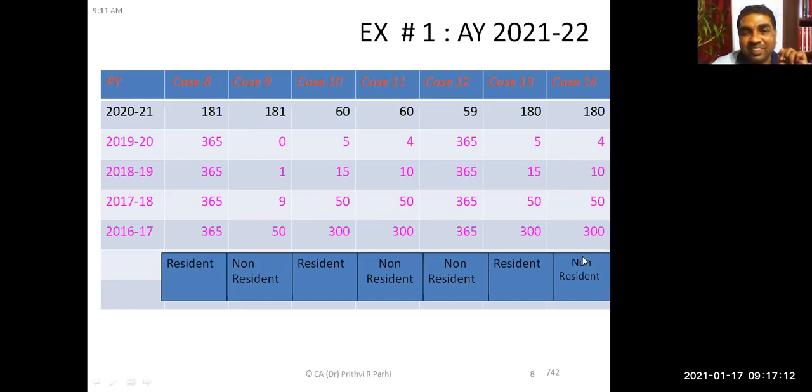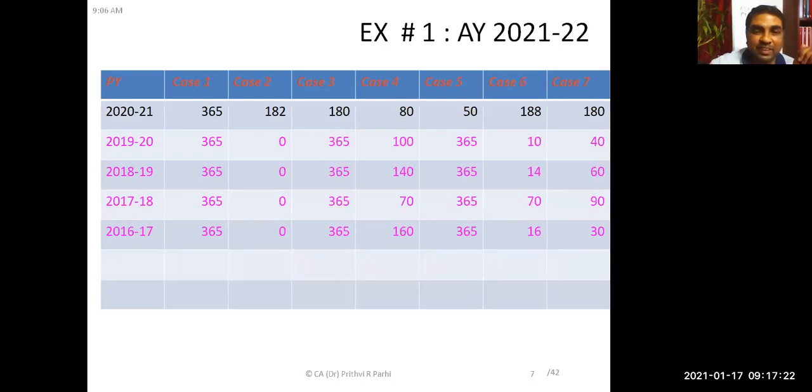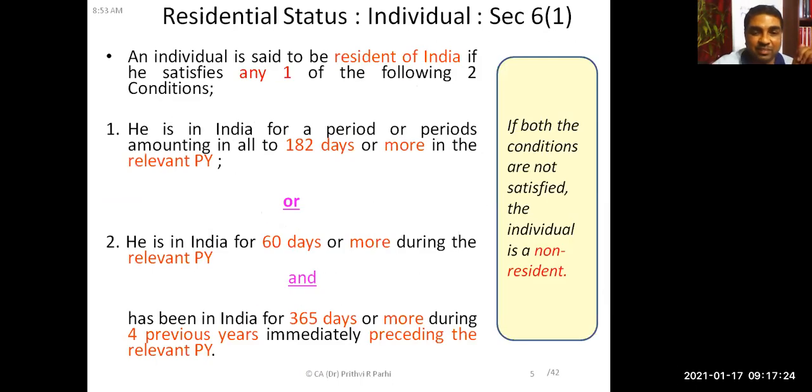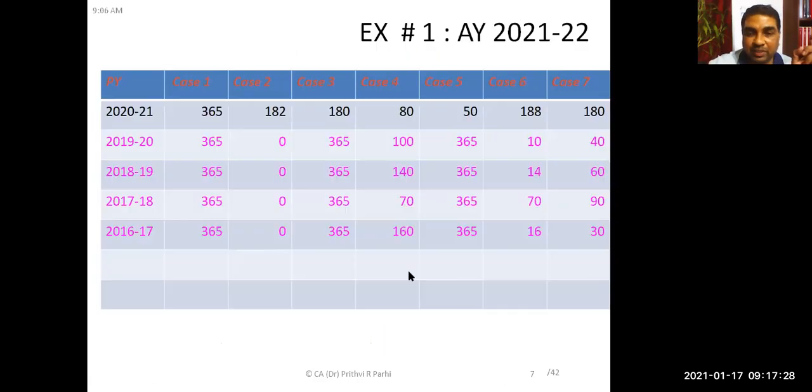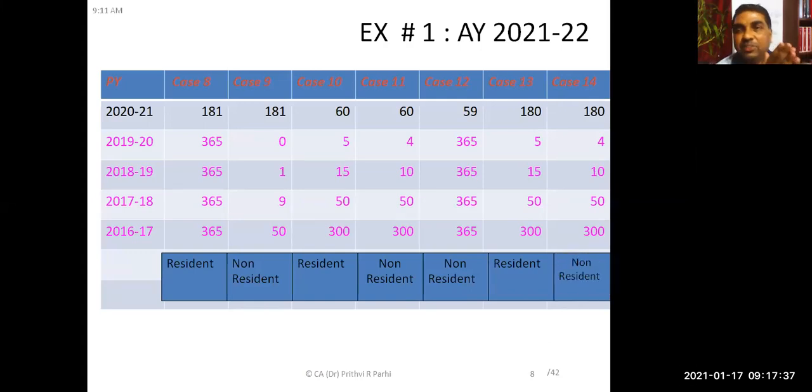So you mean to say 365 is not every year, but 365 in 4 years? Yes, that's what I told you. All taken together, 365 days. During the 4 previous years, you have to take it together. Every year, it is not stay for 365. Is it okay? Is it clear? Yes, sir.